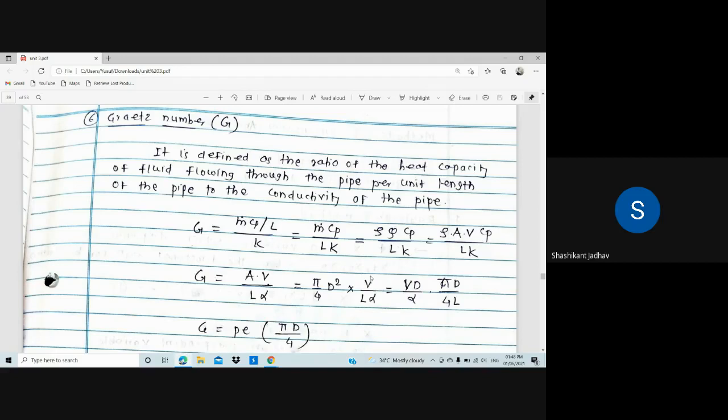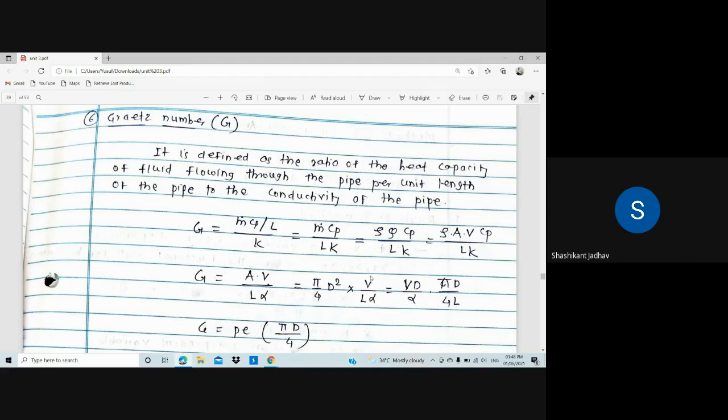Heat capacity will be m dot into cp per unit length, that is divided by L. So write down G is equal to m dot cp divided by L divided by K. So m dot cp divided by L K.